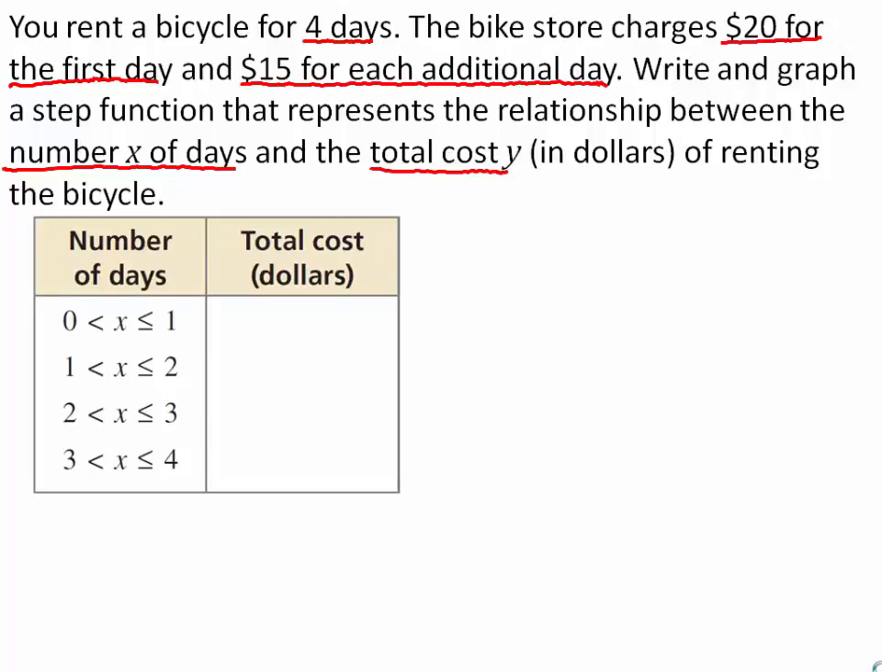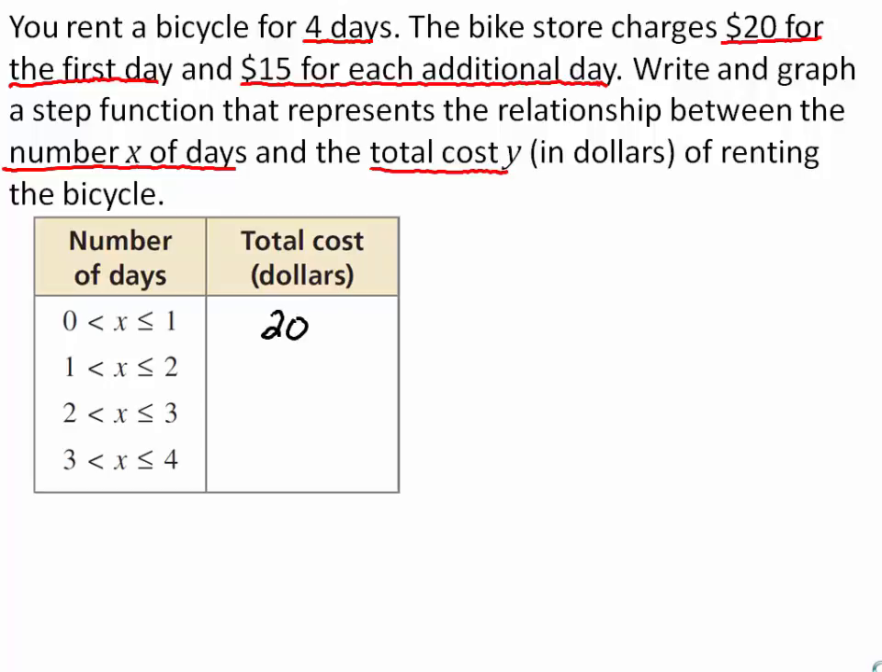Because you rent the bicycle for 4 days, the domain is all real numbers greater than 0 and less than or equal to 4. The total cost when x is greater than 0 and less than or equal to 1 is the total cost for the first day, which is given to be $20. The total cost when x is greater than 1 and less than or equal to 2 is the total cost to rent the bicycle for 2 days.